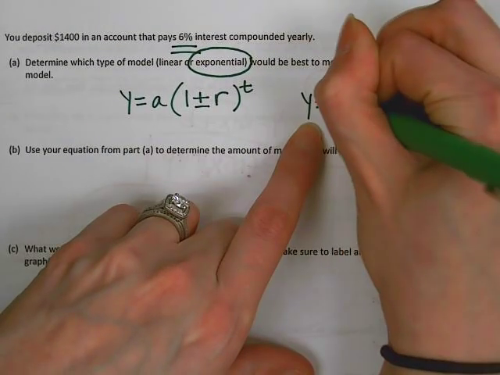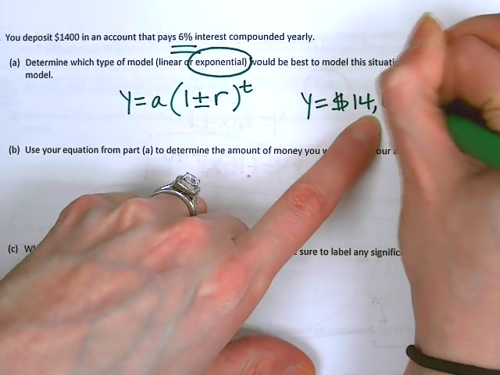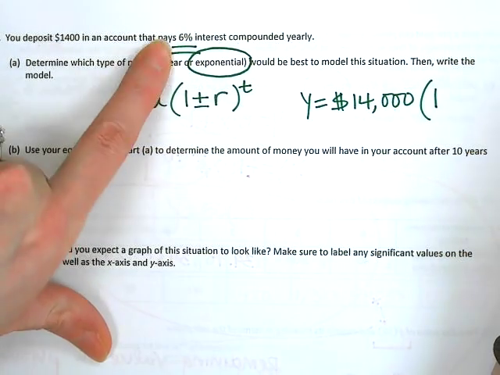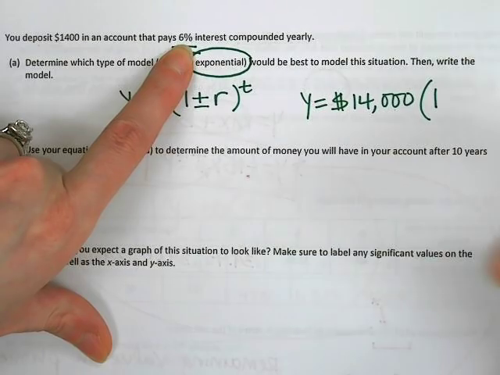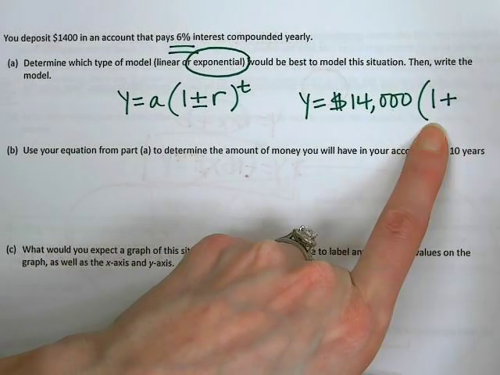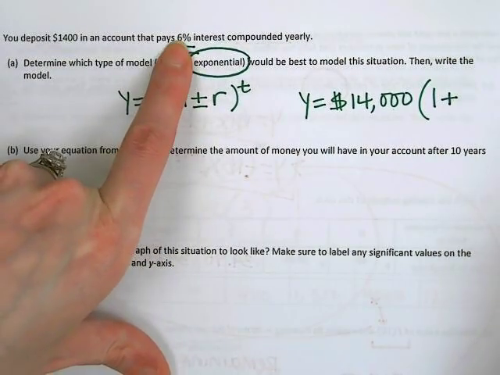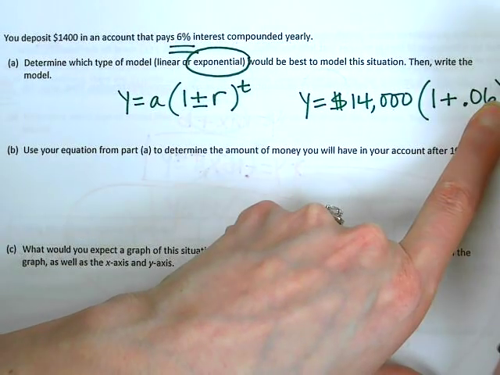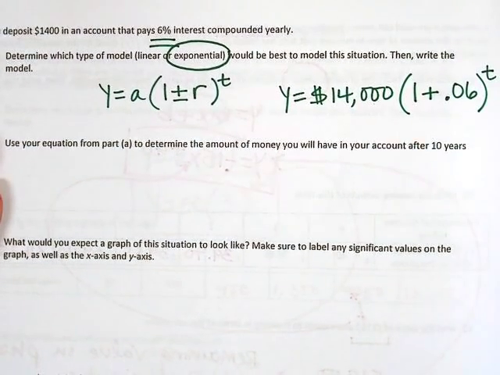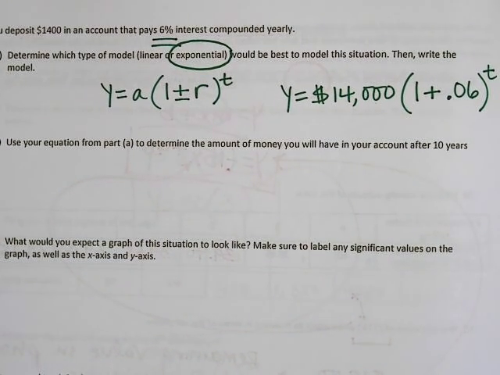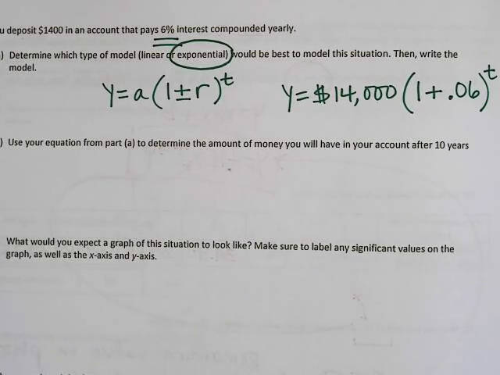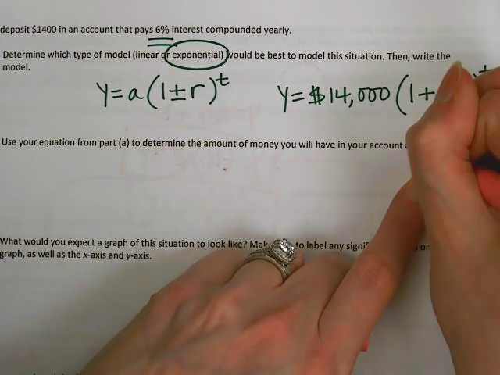All right, what do we know? A is the starting value, so 1,400. 1, let's see, we're gaining interest. They're paying us interest, so it's plus. 6% as a decimal is 0.06, and then to the t power. That's going to be our model. Now B saying, how much money will you have in your account after 10 years? So we're going to take 10 and plug it in for t.